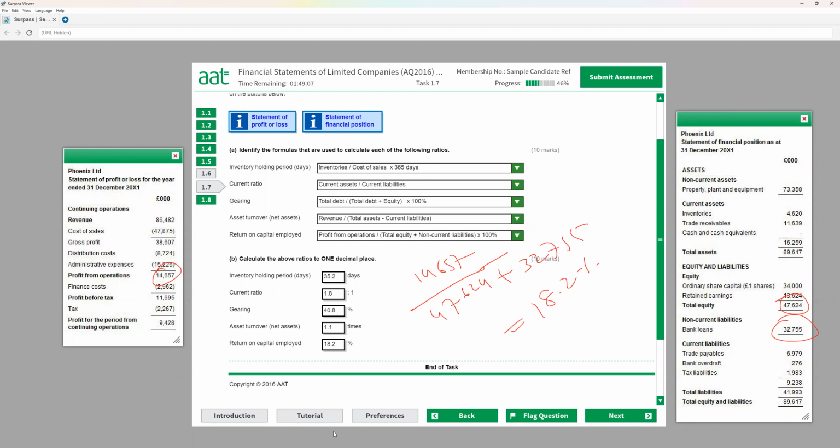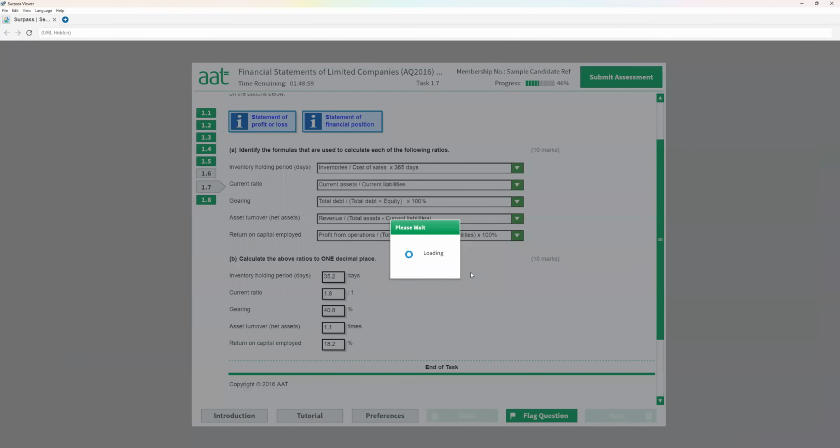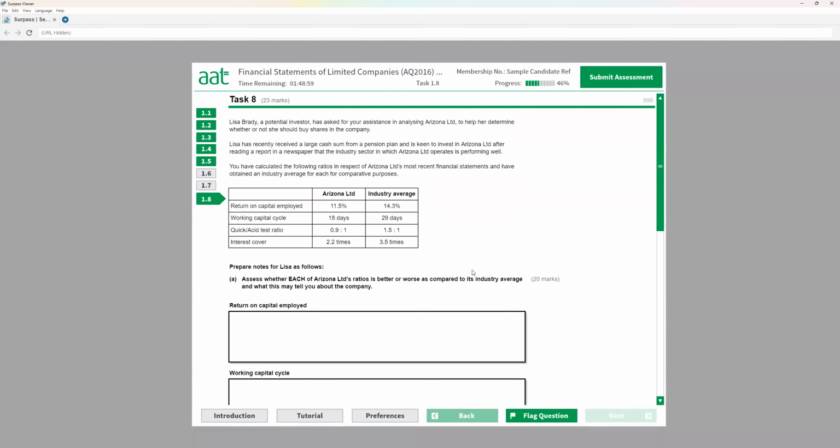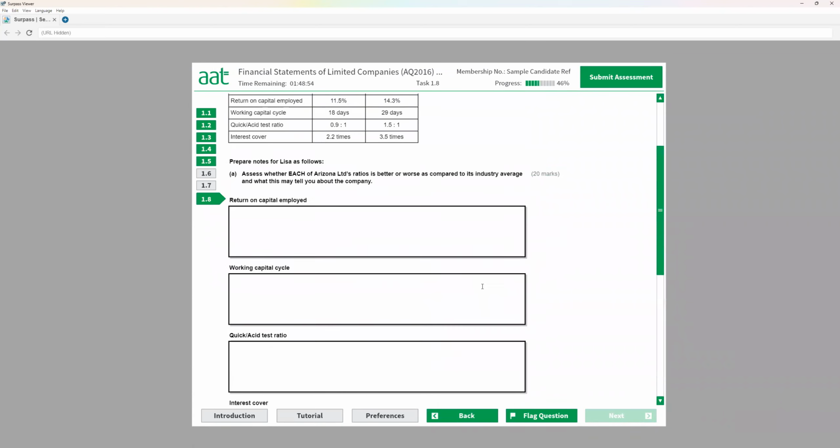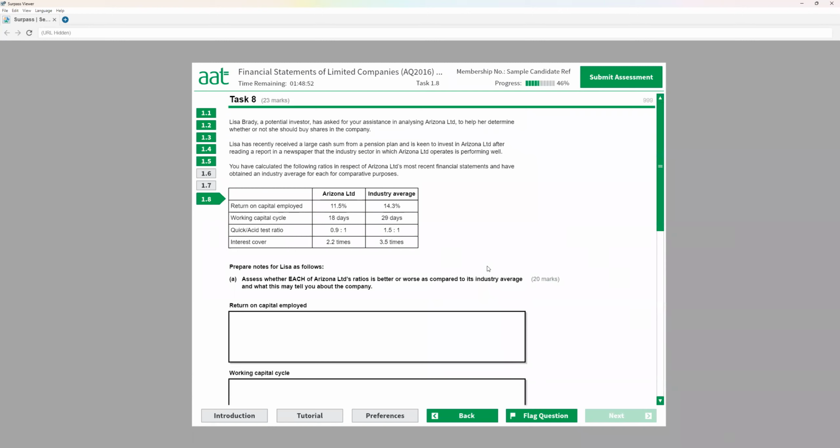All right, let's move to the next one. The last question we have. Question number 8. This question gives us some scenario and we have to explain something. So let's have a look.